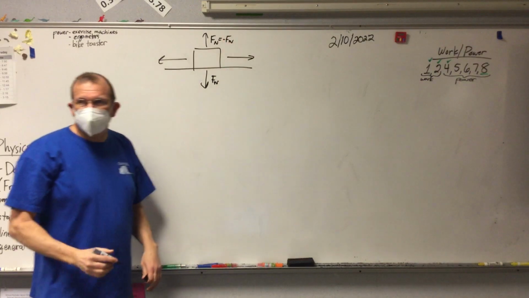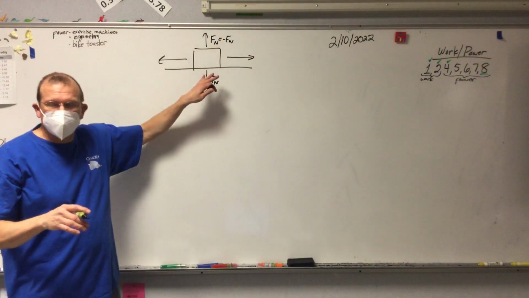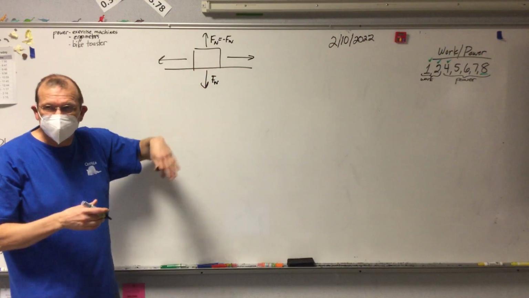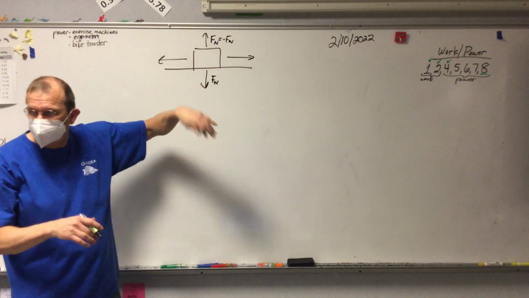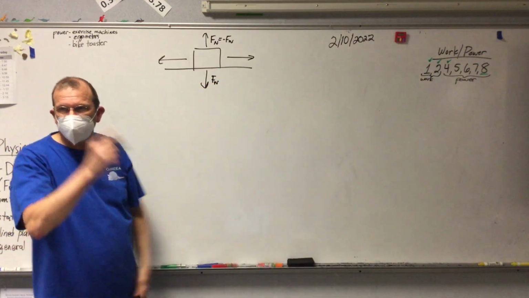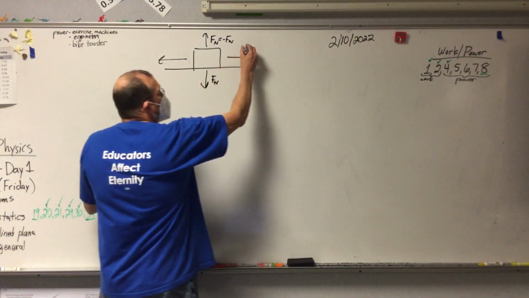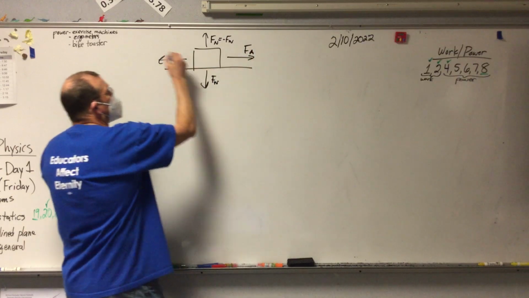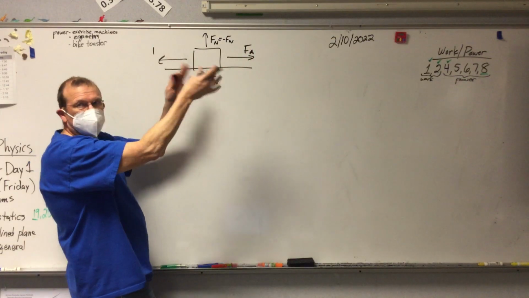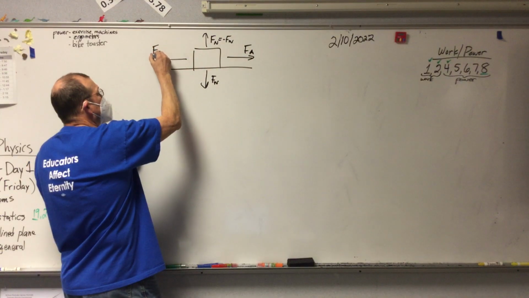All right, what else did we have? One of the things that you would have to be told to set this up right is which way we are trying to move this box. We were usually trying to move it to the right, so what do we fill in? FA on the right and FF on the left. Okay, so this is our applied force. Whether we're pushing or pulling doesn't matter. And this is our FF.